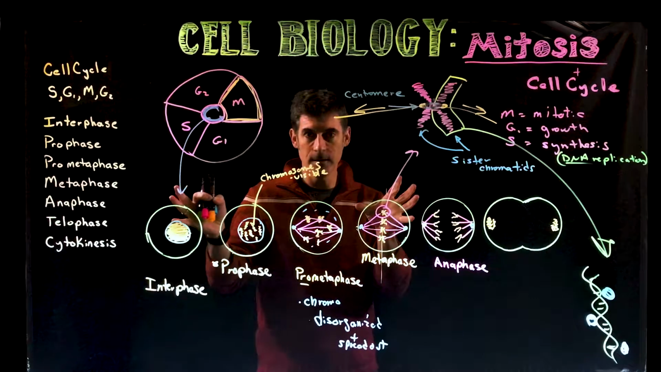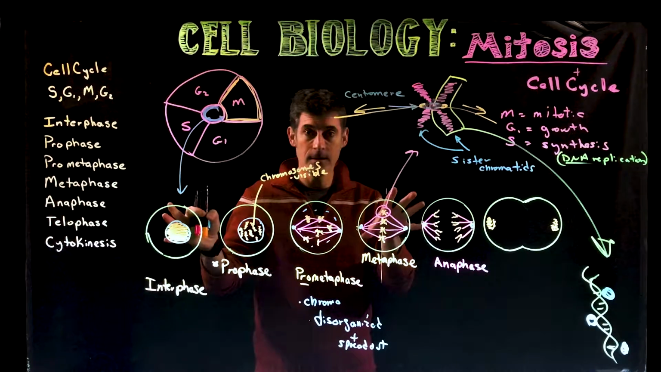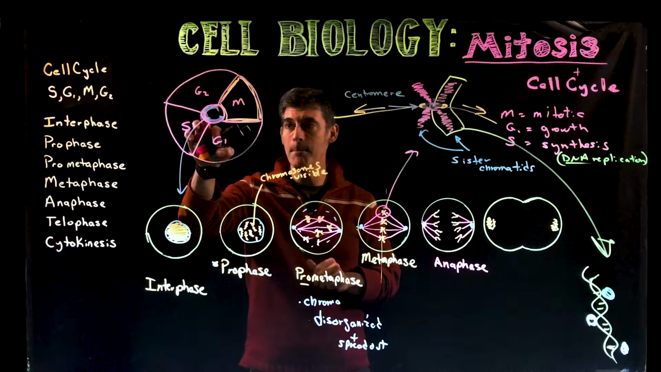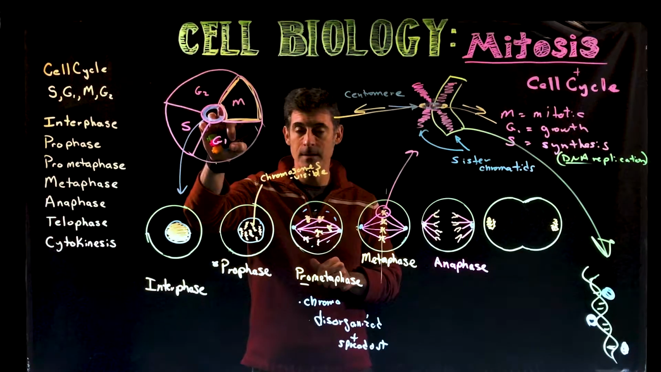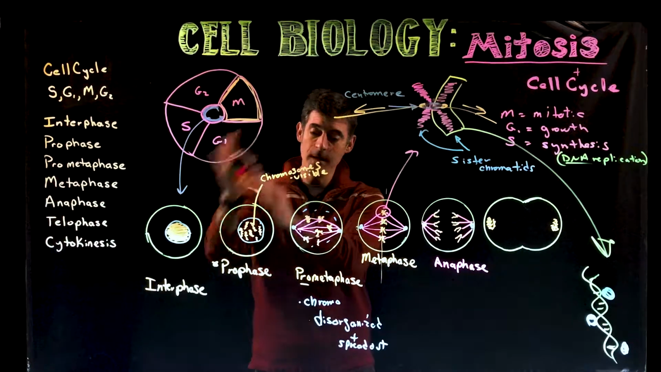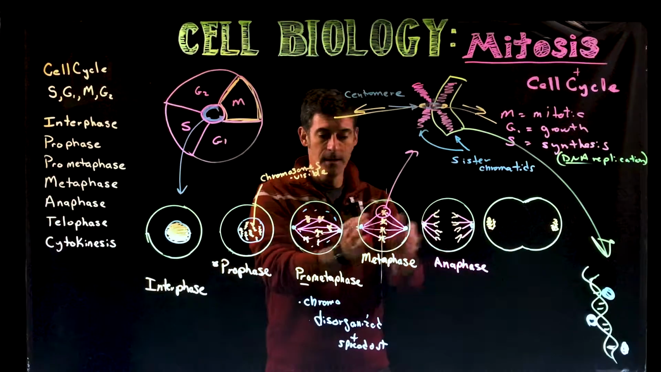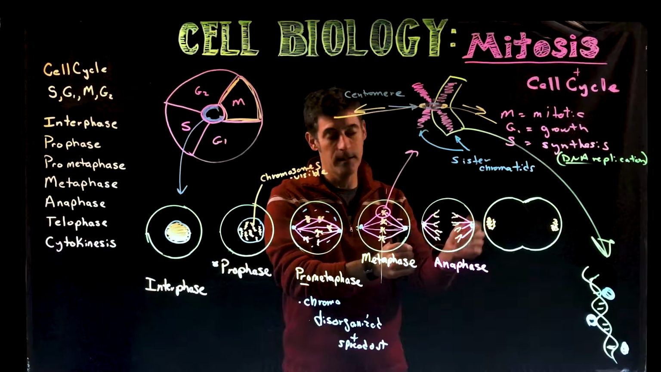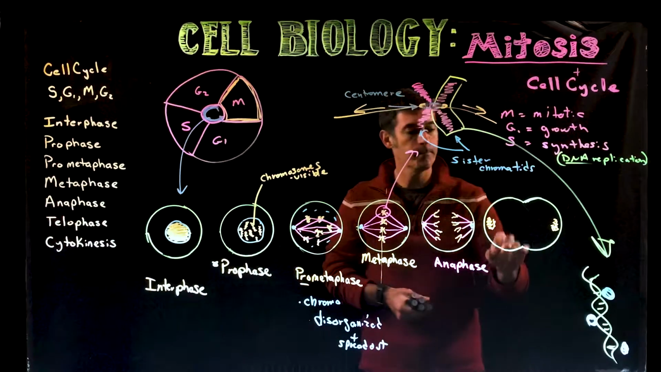Most of the time, if you look at cells of a tissue, you're going to see them in interphase because, like I said here, interphase takes up most of the time of a cell's cycle. And then it enters the mitotic phase, and then you run through these. Metaphase is one of the longest. Anaphase is quick, so sometimes it's hard to find.